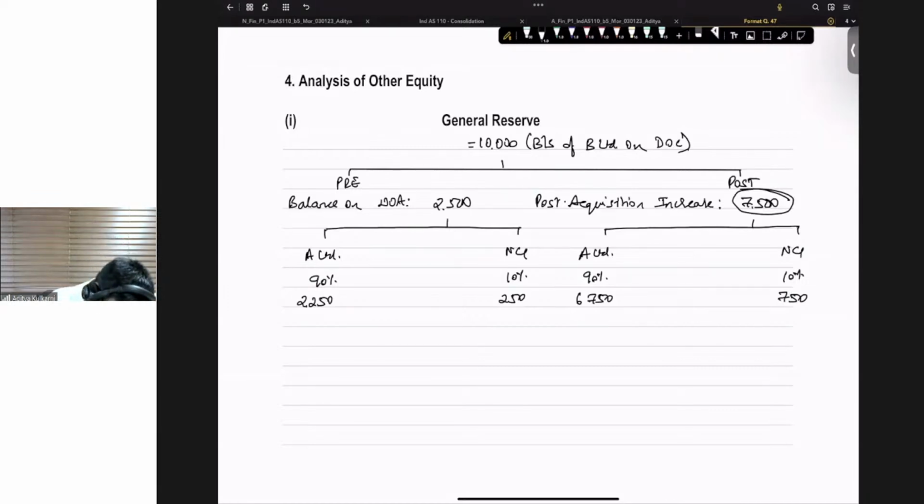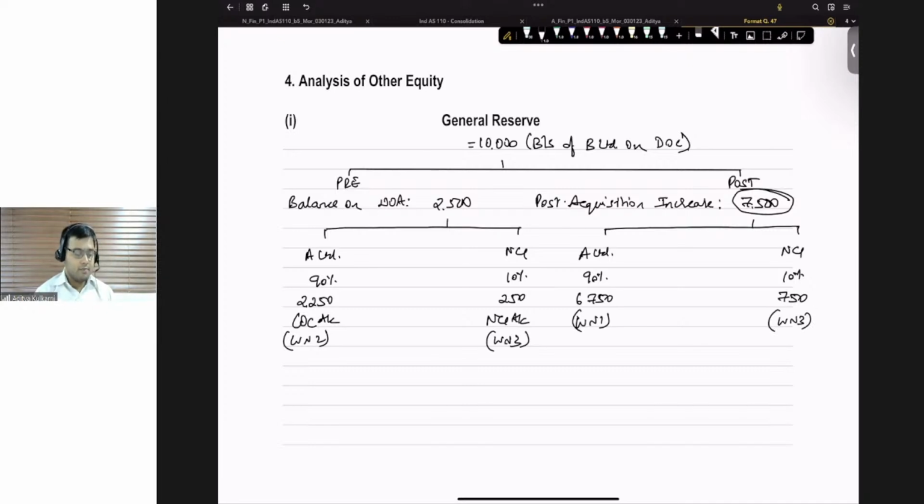Okay. Where are you going to give this effect? COC account, working note 2. This will go to NCI account, which is working note 3. This will go to post acquisition, so working note 1, and this will go to working note 3. Is it okay? Yes. So far, are you there with me? It's a little fast because we know where we have to record and all those adjustments we are fairly aware of.